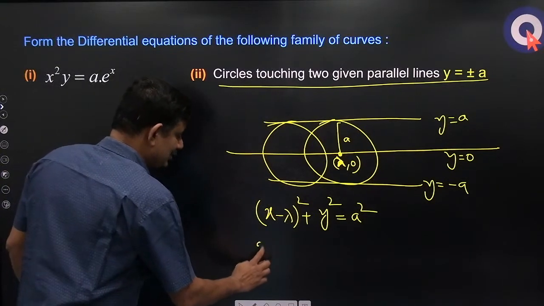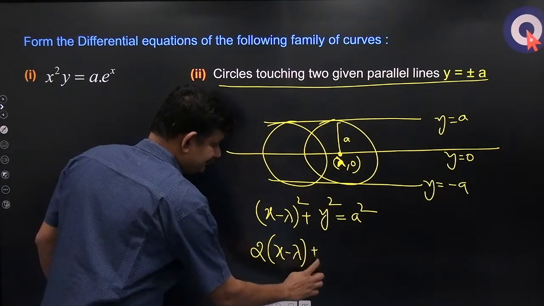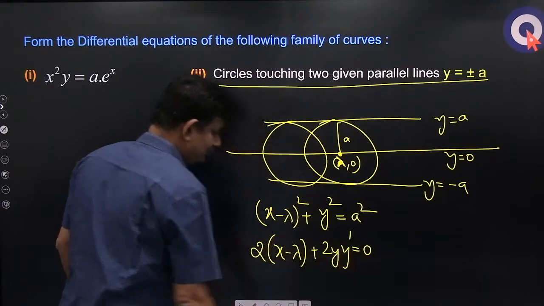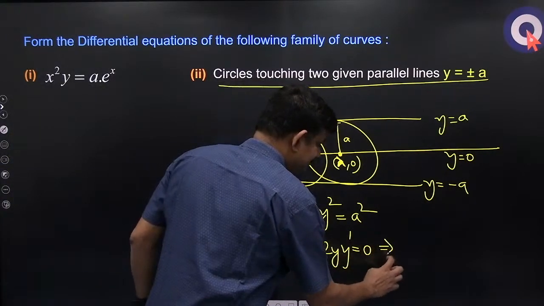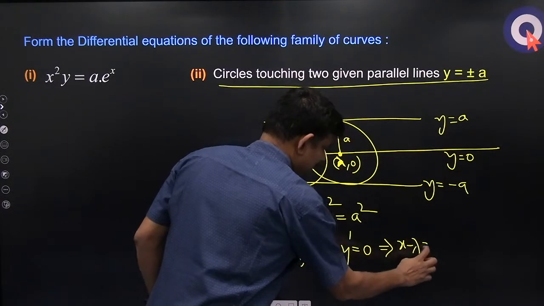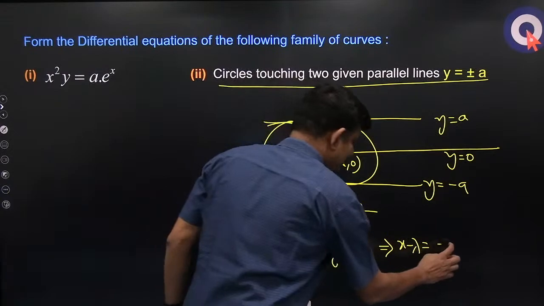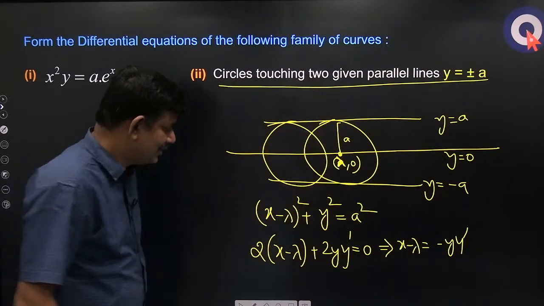तो इसको differentiate कर दो. What will you get? 2 into (x minus lambda) plus 2y y dash is equal to 0. From here you will get x minus lambda. कितना आ जाएगा? 2 कैंसिल हो रहा है, उस तरफ लेके आओ, माइनस y y dash. बस ये ले जाके वहां पे सब्स्टिट्यूट कर दो.